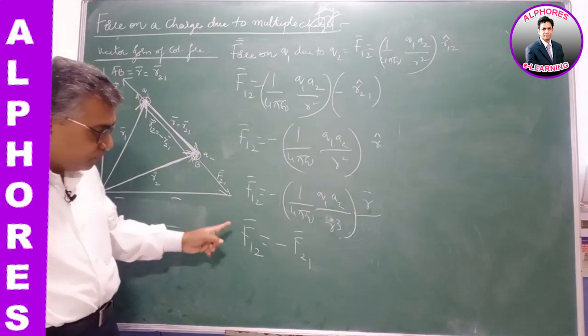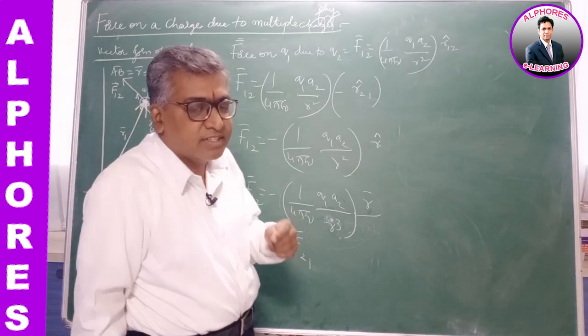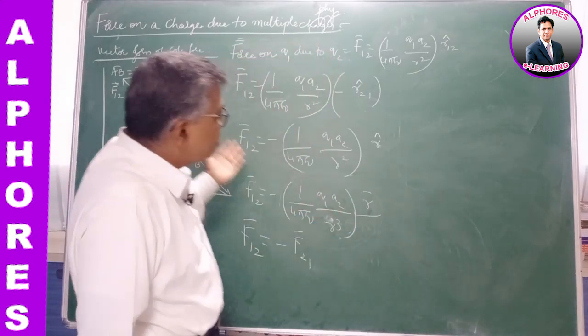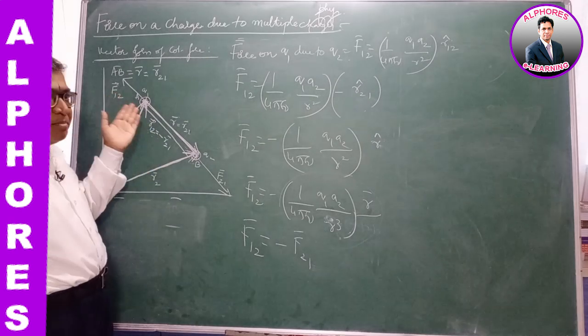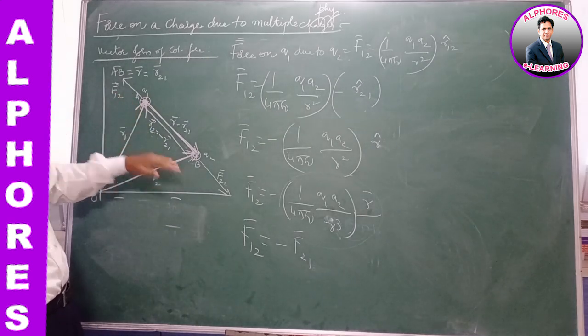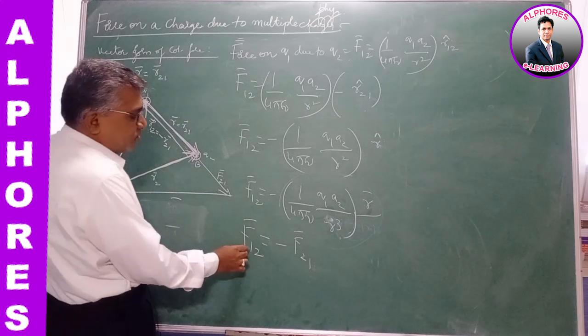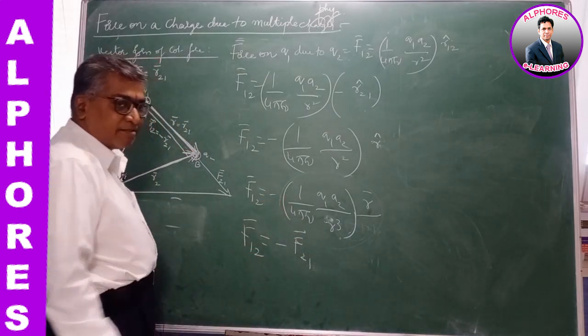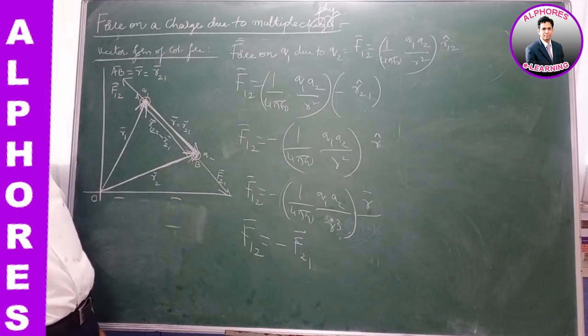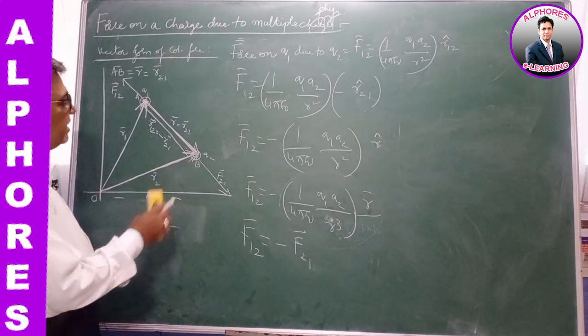So both the forces are equal and opposite. Newton's third law is obeyed. Both are mutual forces, equal and opposite forces, the mutual force applied by the first on the second, and the force applied by the second on the first. So F21 is equal to minus of F12 bar. This is the vector form of the force acting on the charges.